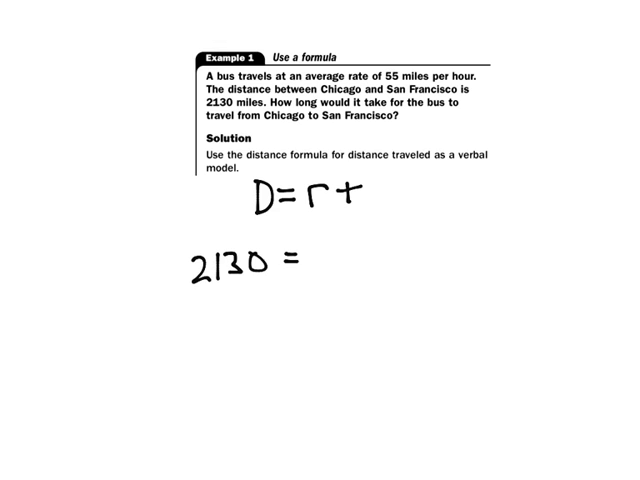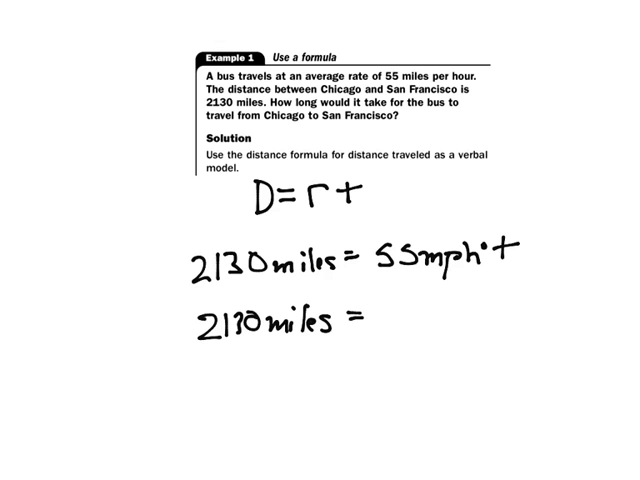Our rate is 55. And let me go back and label while we're doing this so that I can show you the cancellation. Miles. Our rate is 55 miles per hour. And our time, we do not know, so we'll put T. Okay, and to solve this, you divide by 55 miles per hour. So 2,130 miles equals 55 miles per hour times time.